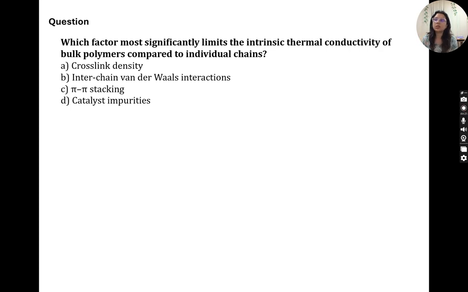The first question is: which factor most significantly limits the intrinsic thermal conductivity of bulk polymers compared to individual chains? So they are asking about an individual chain of a polymer versus a bulk polymer, which is the combination of many chains. What factor most significantly limits, or I can say decreases, the intrinsic thermal conductivity? Among these factors, which will most significantly decrease the thermal conductivity?